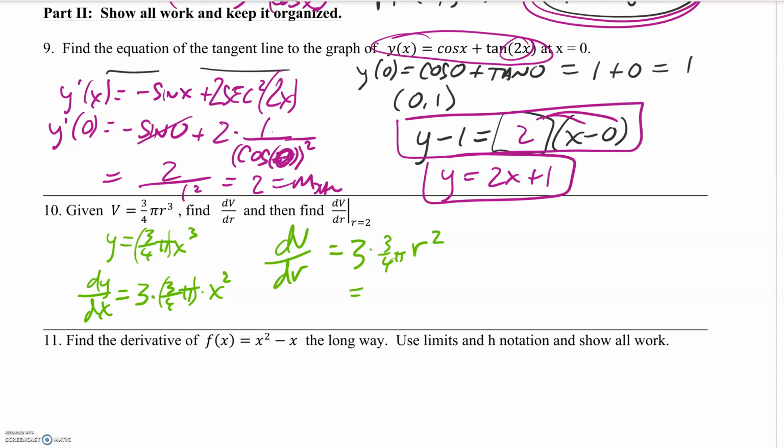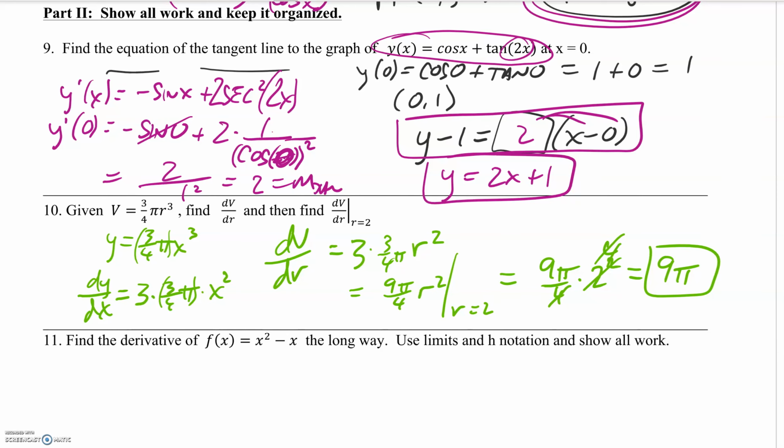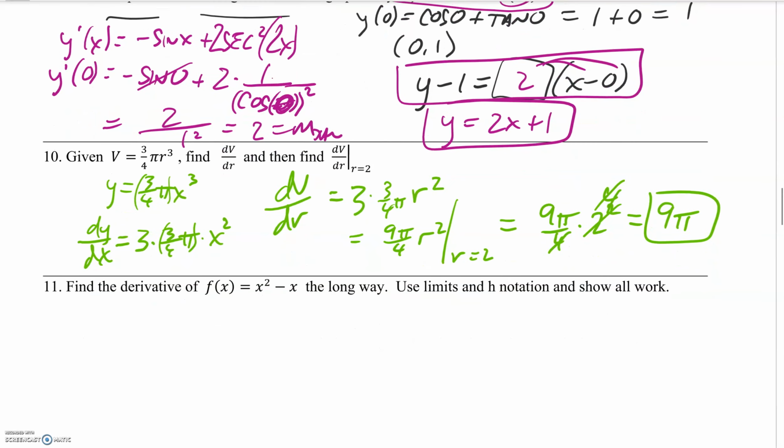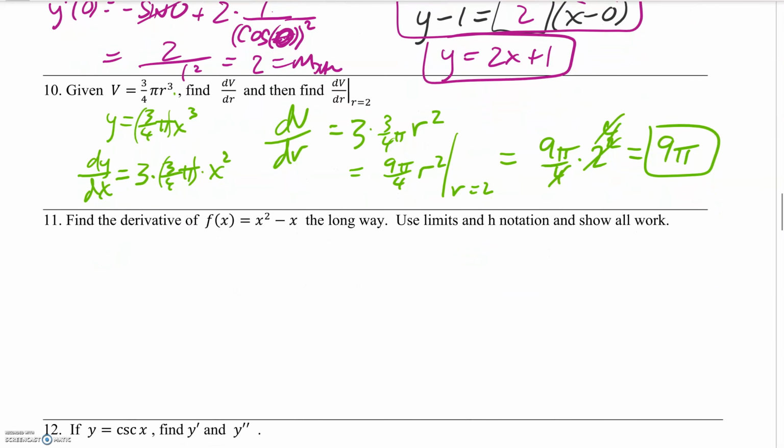And then from there we can clean that up a little bit. That's 9 pi over 4 r squared. And then we want to evaluate that at r equals 2. So that just means plug in a 2 and square it. That gets me a 4, and the 4's cancel, and the final answer is a nice clean 9 pi. Not too bad of a question. It's a little confusing at first if you're not used to those variables, but we'll get used to those.